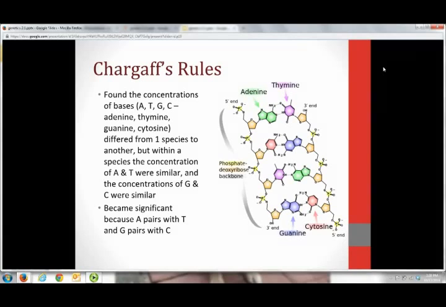This is significant because A pairs with T and G pairs with C. So you should have equal numbers of A and T and then equal numbers of G and C.